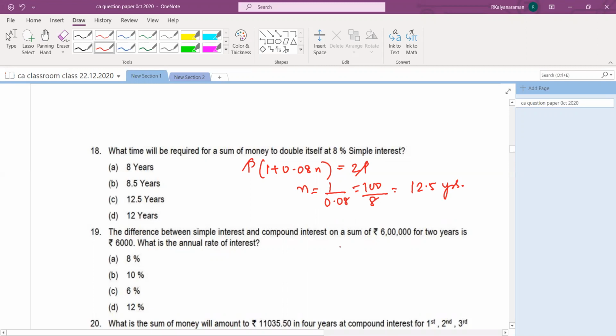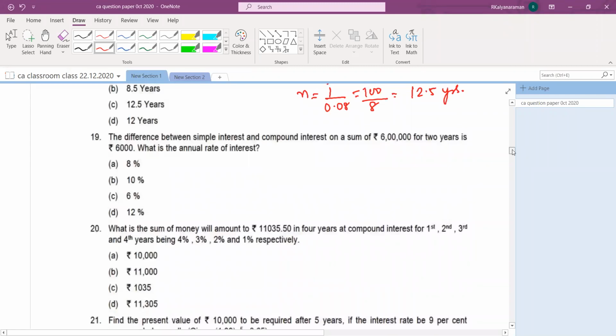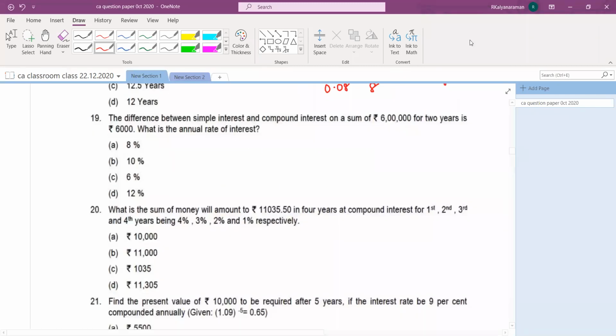Because this is simple interest, it is not compound interest. Any questions you can ask? The difference between simple interest and compound interest. You can ask in the chat if you have doubts.